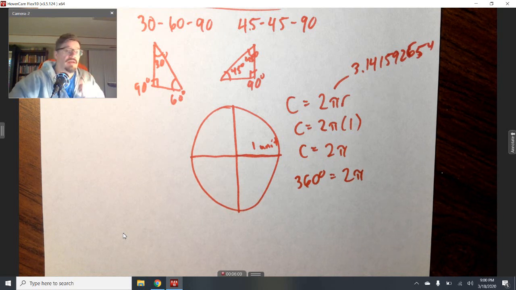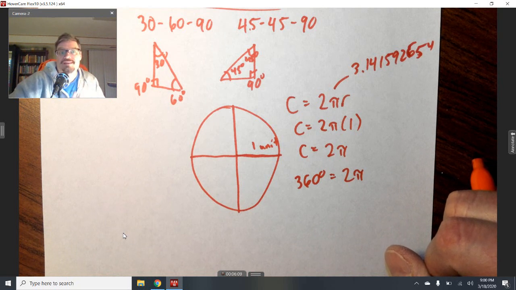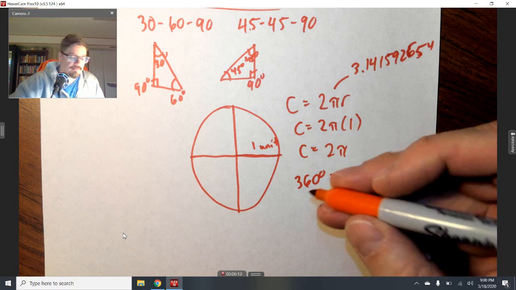So if I say spin around 180 degrees, or let's say about face, what are you going to do? How many radians are you going to turn around? Think about it. That's right, 180.